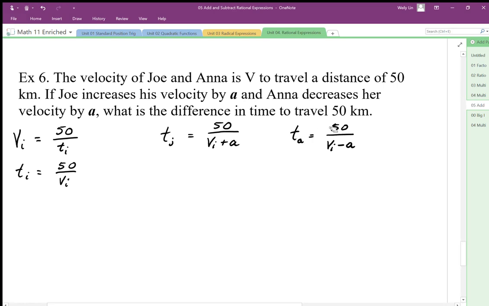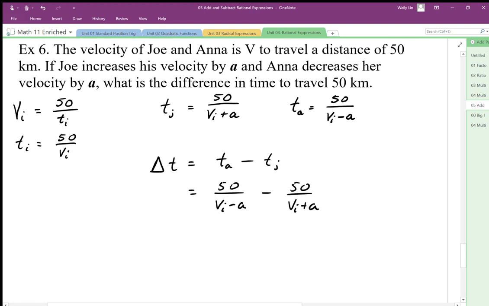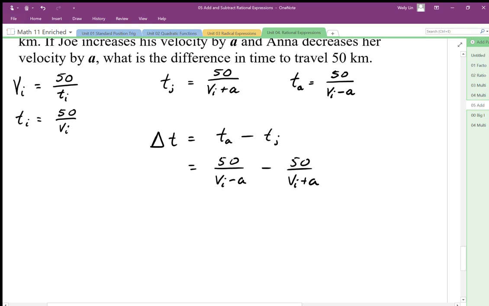Anna's time is going to be greater because she's going slower. Joe's time is going to be smaller because he's going faster. So we want to find the difference in their time. The change in time is going to be time for Anna minus time for Joe, and we'll write this as a rational expression: 50 over v initial minus a, minus 50 over v initial plus a. Okay, so there's the expression. Since we know how to add and subtract rational expressions, we're going to get a common denominator here.